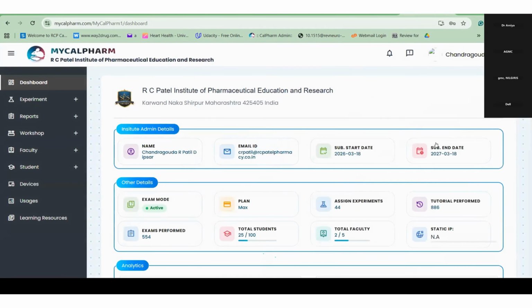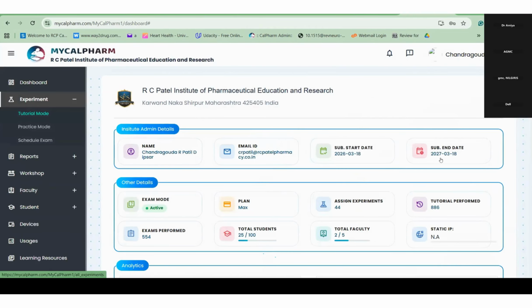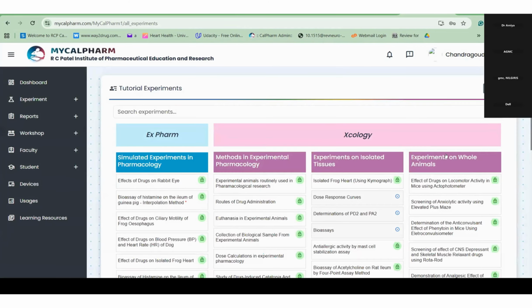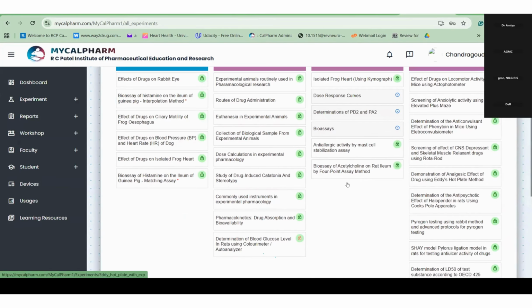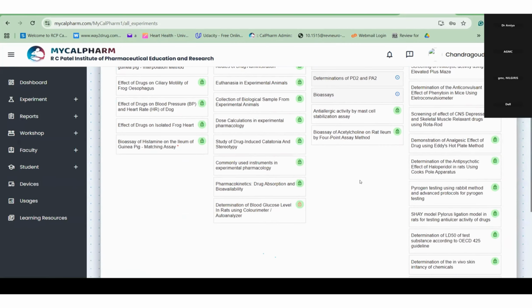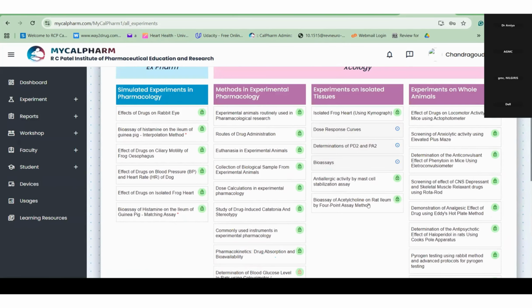We have more than 45 such experiments. Whatever systems are there, elevated plus maze, locomotor activity, anticonvulsant action, CNS depressant, then analgesic action, anti-inflammatory action using plethysmometer, then mast cell degranulation related assay. All these things have been very nicely created. The complete demonstrations have been given.